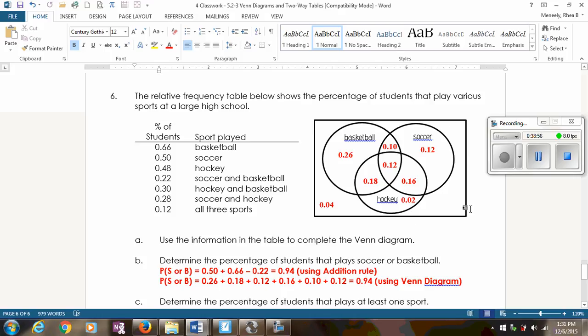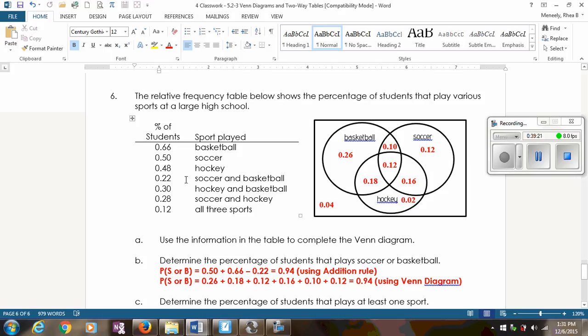To answer the questions, in letter B, it says to determine the percentage of students that play soccer or basketball. Well, I can use my general addition rule, going back to the original probabilities that I'm given. I would just add the probability of soccer, which is 50%, to the probability of playing basketball, which is 66%, but then I have to subtract away the probability of both, which is 22%, because otherwise I'd be counting it twice.